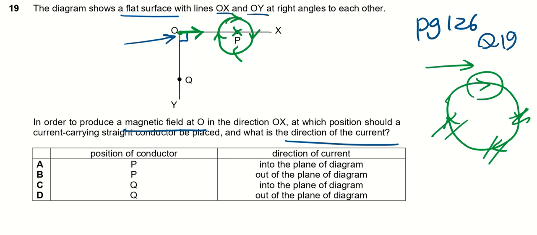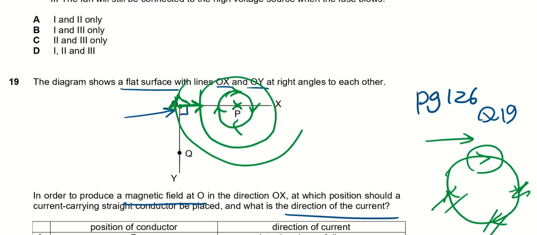Look at this part. If I continue drawing at O, what will the direction of the magnetic field be? Up. But I want it to the right, OX. Can you all see that? But of course here, it will be to the right. But it is not at O. I need it to be at O.